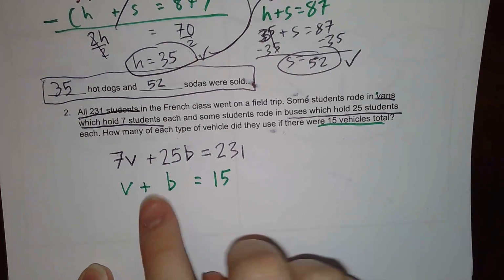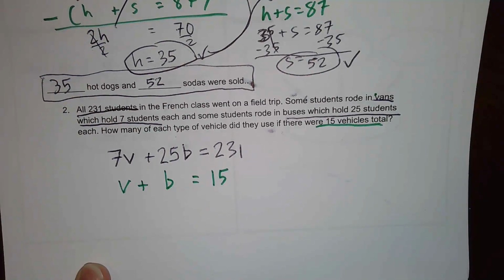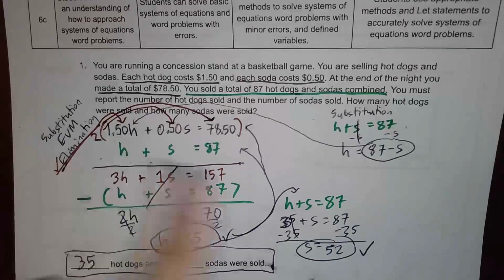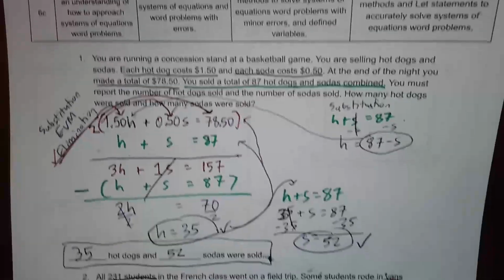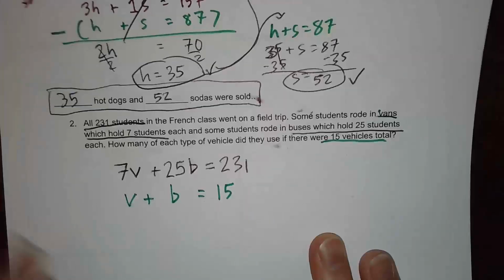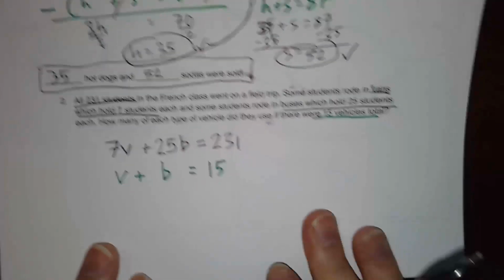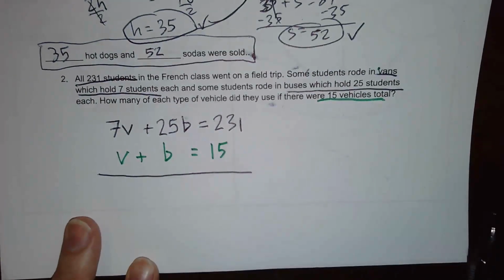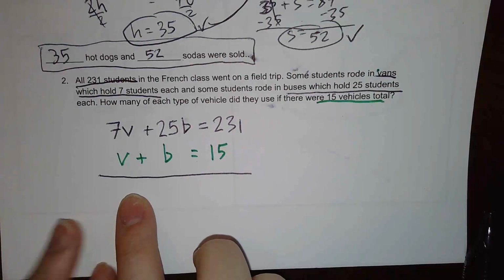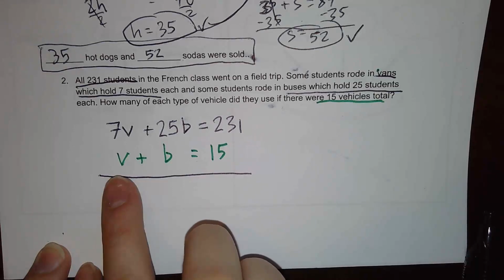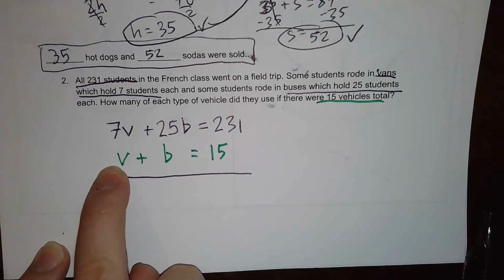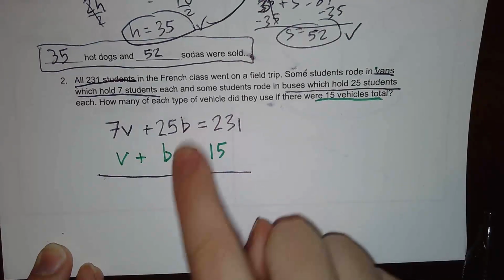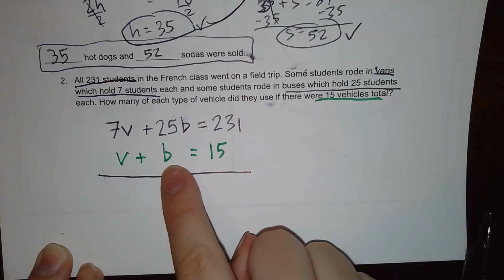Okay, now this system of equations is very similar to the past one where we did elimination. We could also have used substitution. And for this one, I'm going to also use elimination. Now, you can decide which variable you'd like to get rid of. If you'd like to eliminate the v, you just multiply this by 7. If you want to get rid of b, then you'd multiply by 25.